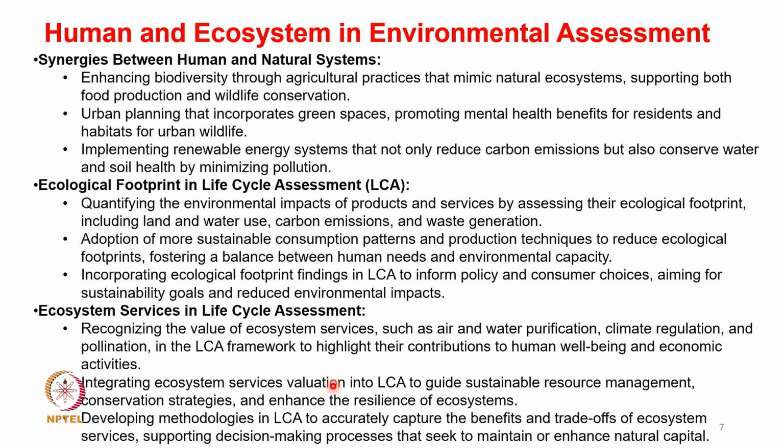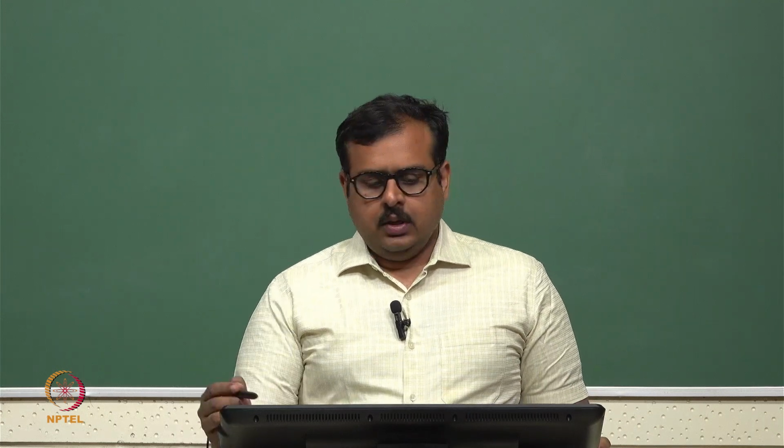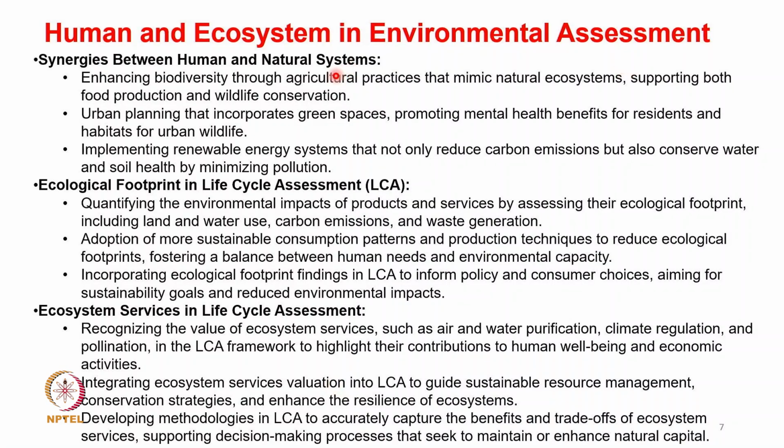So now, how do we do an integrated assessment that includes humans? Till now we have been talking about ecosystems and their calculation. So now how do we compute a case wherein human and ecosystem are both in the environmental assessment? Let's consider various scenarios. Scenario one is the synergy between human and natural systems. So what is the role here? Enhancing biodiversity through agricultural practices that mimic natural ecosystems, supporting both food production and wildlife conservation. This can enhance the synergy between human and natural systems.